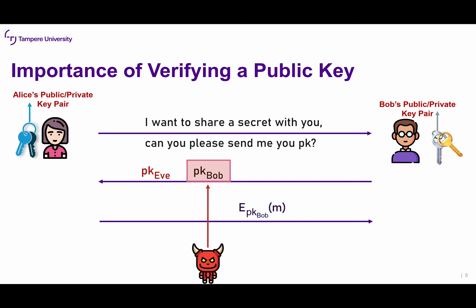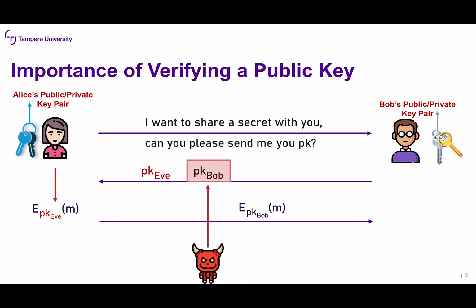Now, poor Alice doesn't have any mechanism to verify that the public key she received is not exactly Bob's public key. What she will do is end up encrypting her secret, her message M, with Eve's public key.